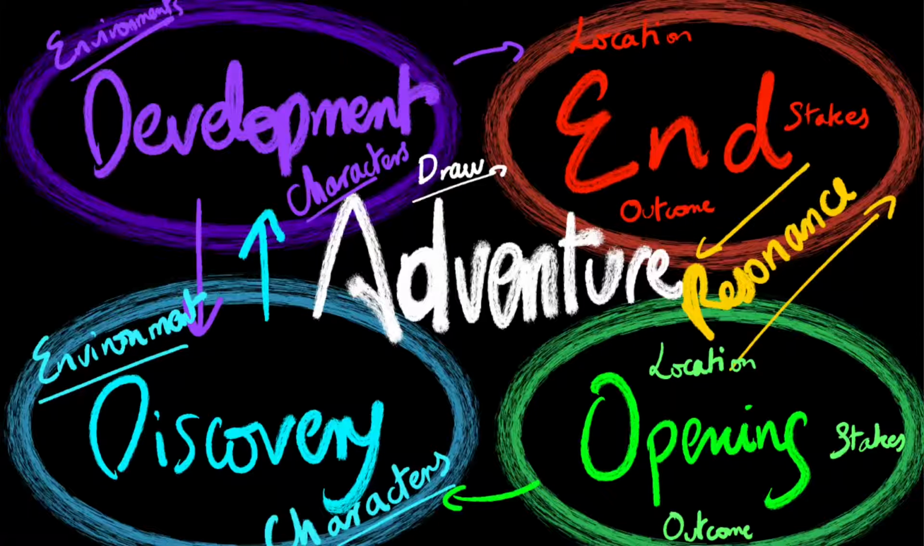For the ending, the stakes are essential. For the opening, the atmosphere is essential. For the discovery, balance the relationship between environment and characters in terms of new elements. And finally, for the development scenes, you want to put a lot more emphasis on characters, relationships, and conflicts.